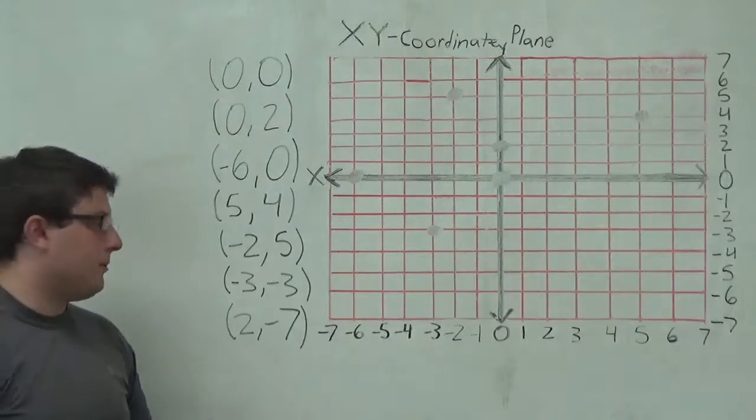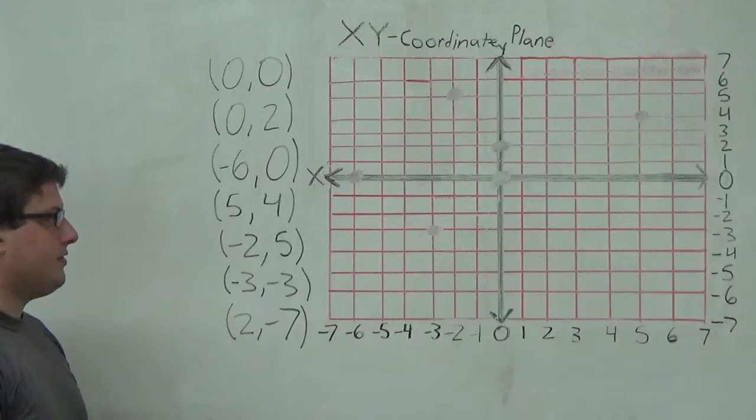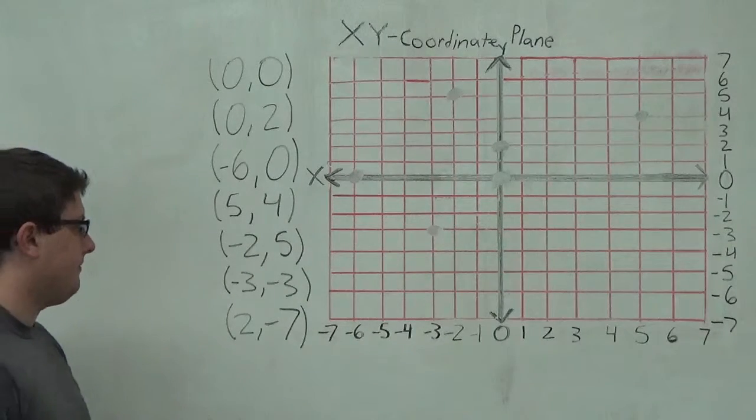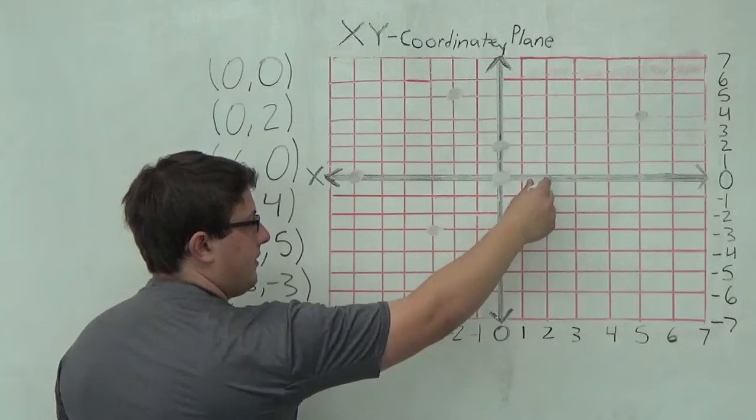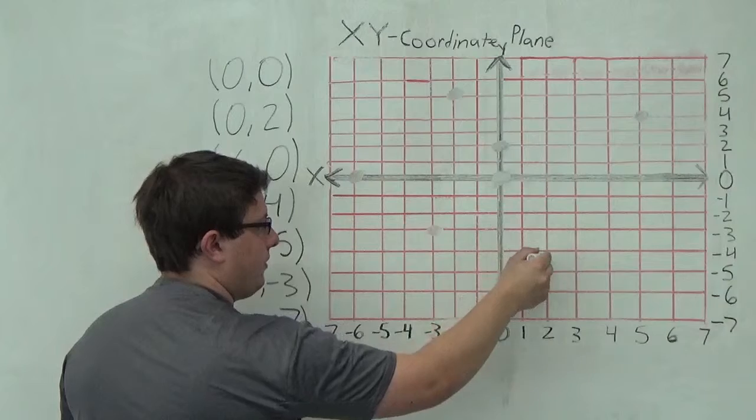For the final point we're going to be graphing today, at 2, -7, it's going to be in the fourth quadrant. So we're going to count out 2, 1, 2. We're going to go down 7. 1, 2, 3, 4, 5, 6, 7.